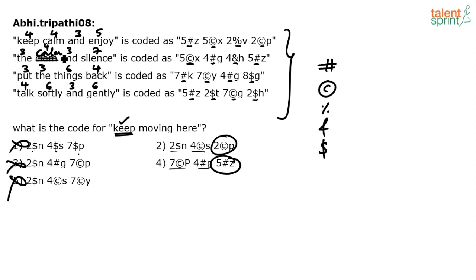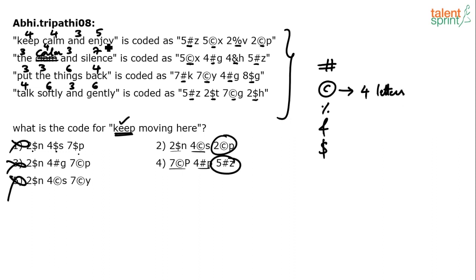There are two words which have 4 letters, and there are 2 codes which have copyright. That gives me some idea. Two 4-letter words and 2 codes have copyright. Here only 1 4-letter word and only 1 code has copyright; the others are hash, ampersand, hash. Only 1 4-letter word, only 1 copyright. So clearly copyright is for 4-letter words. That way you can map it for others also.